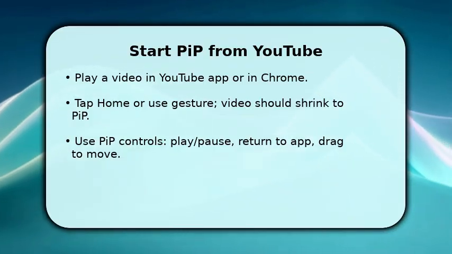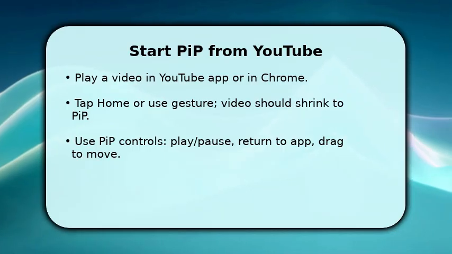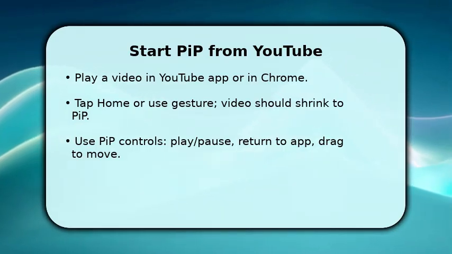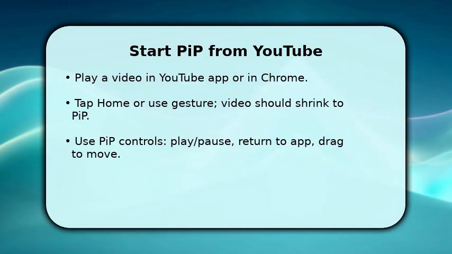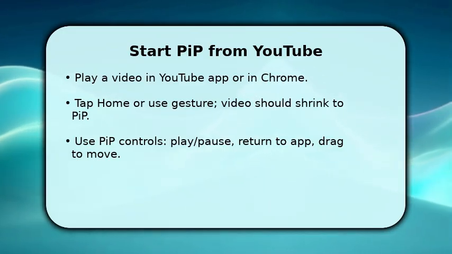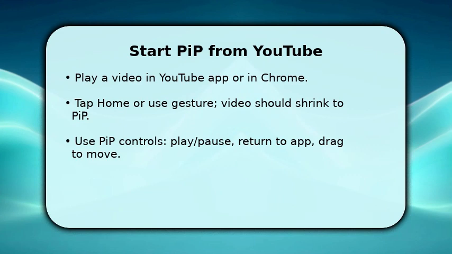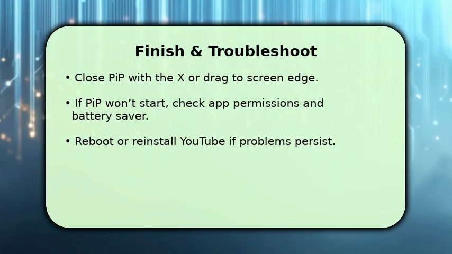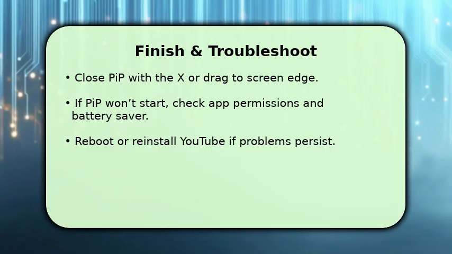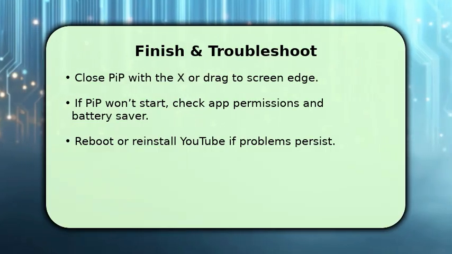You can drag the PiP window, tap to reveal play/pause and back to app buttons, and resize by pinching in some launchers. If the video stops, make sure background playback isn't blocked by battery saver. To finish, close the PiP window with the X or drag it to a remove area. To return to full screen, tap the return button.